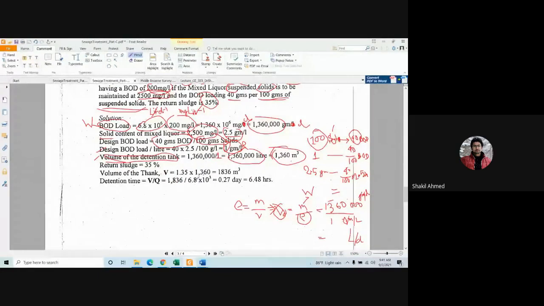Now, return sludge is 35%. So the volume of the tank, guys, you are returning sludge. Remember, you are returning sludge. So the volume required will be higher. Am I right?